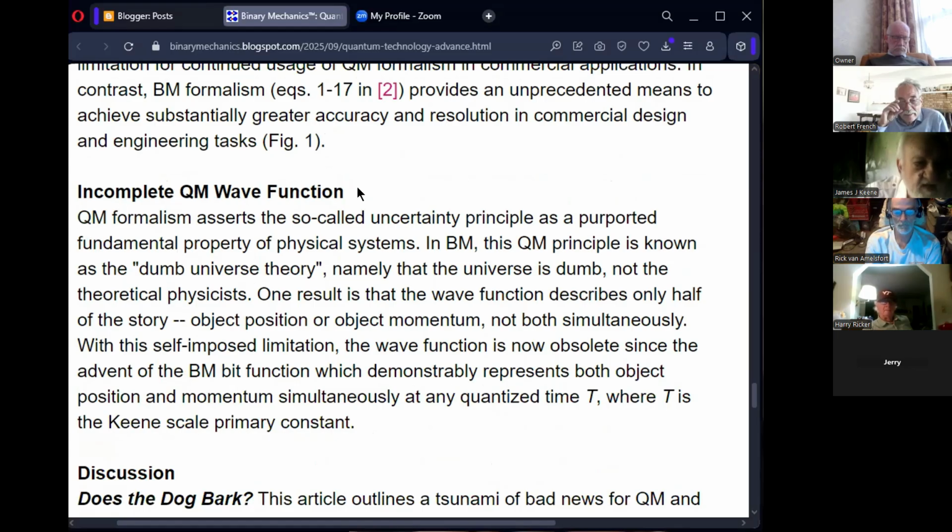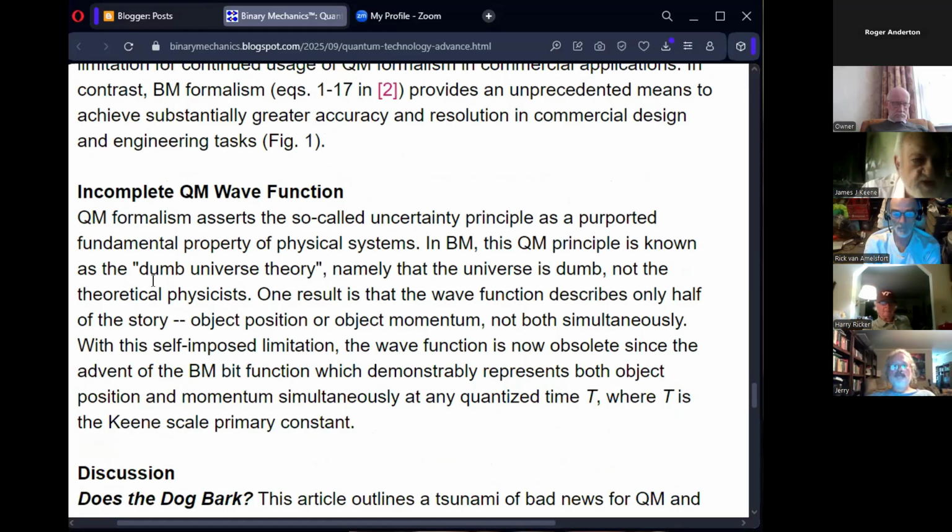Incomplete quantum mechanic wave function. QM formalism asserts the so-called uncertainty principle, as I know you're all well aware of that one, as a purported fundamental property of physical systems. In binary mechanics, this QM principle is known as the dumb universe theory, namely that the universe is done, but not the theoretical physicists. One result is that the wave function describes only half of the story, object position or object momentum, not both simultaneously.